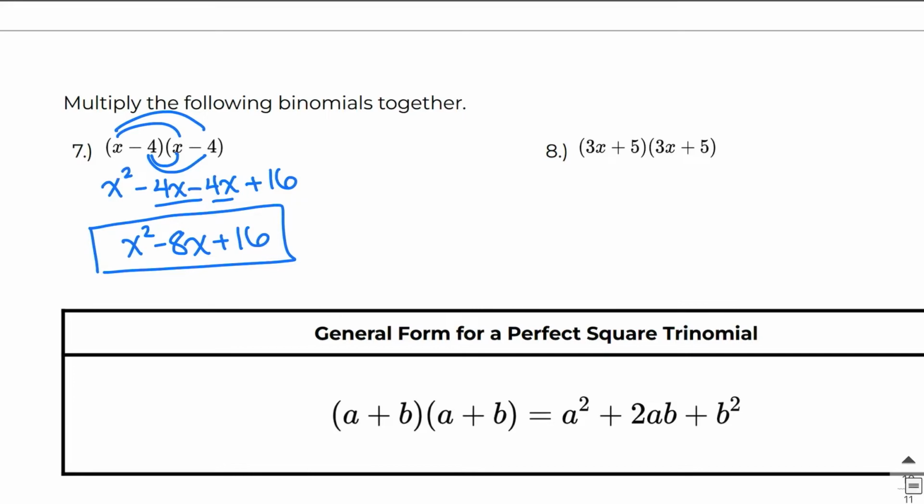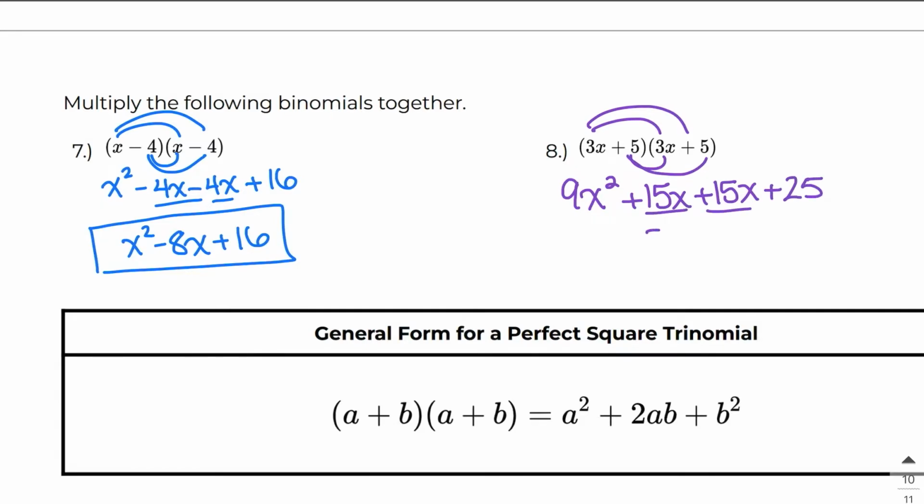And just like in number 2 that we had done on the previous page, we had a plus and a minus there. This time we have two pluses. So let's go ahead and FOIL this. So 3x times 3x is 9x squared. 3x times 5 is a positive 15x. 5 times 3x is another positive 15x. And then 5 times 5 is positive 25. So again, these do not cancel out. You can actually put them together. So you get 9x squared plus 30x plus 25. This is the form for a perfect square trinomial.